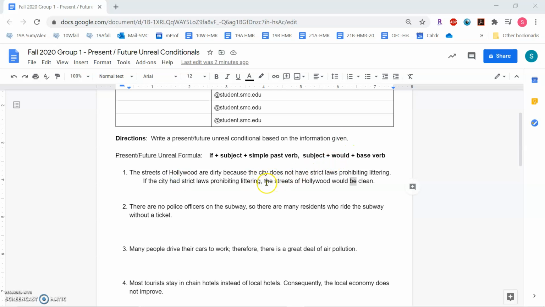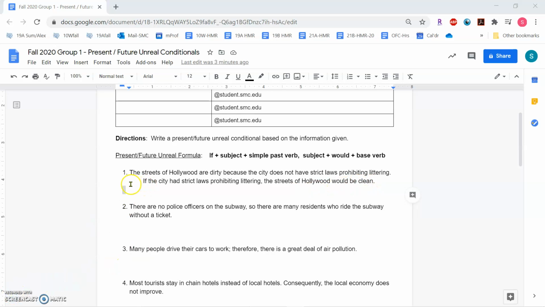So now we're going to have a more positive result. In the original sentence, the result was that the streets of Hollywood are dirty, but our result is unreal: the streets of Hollywood would be clean. So it's the opposite result. So we're going to use, in the result clause, would plus the base verb. So, would be clean.